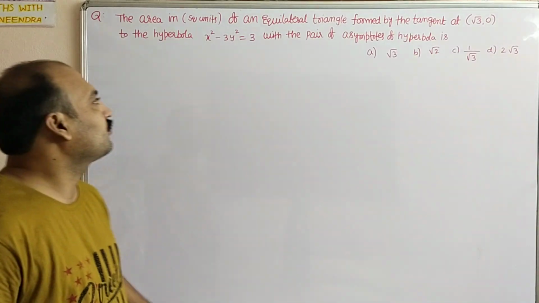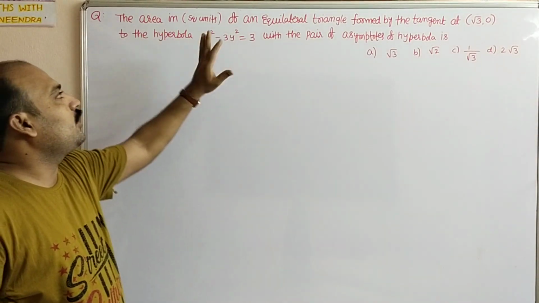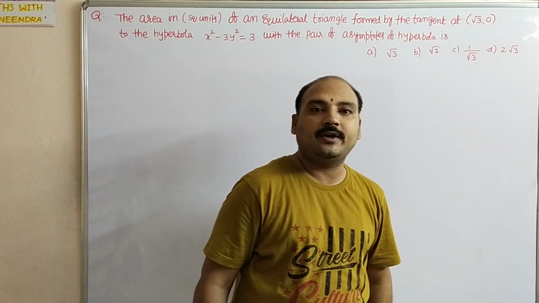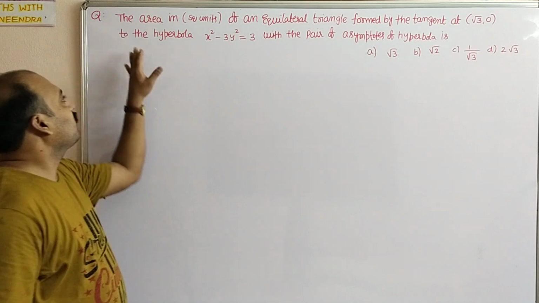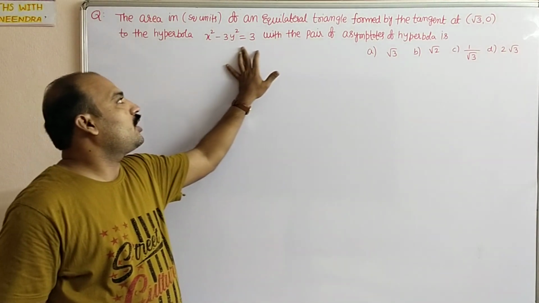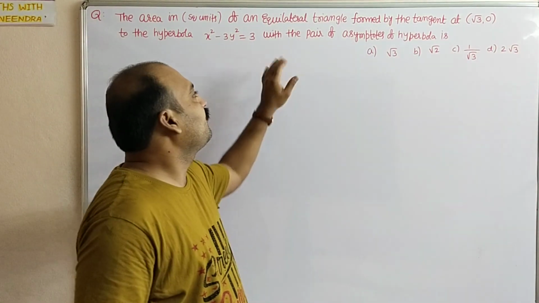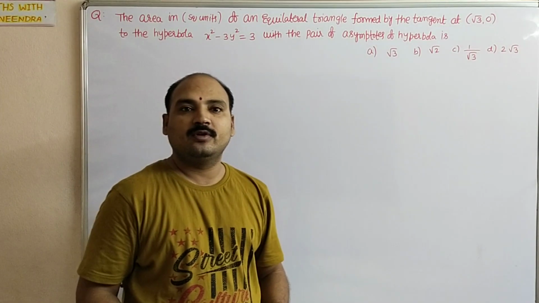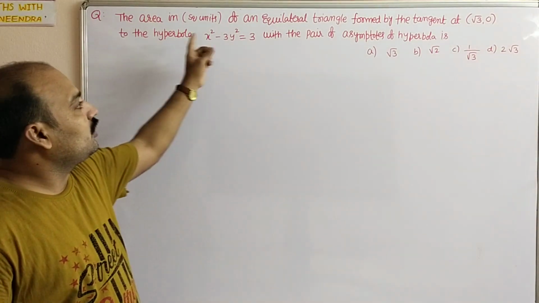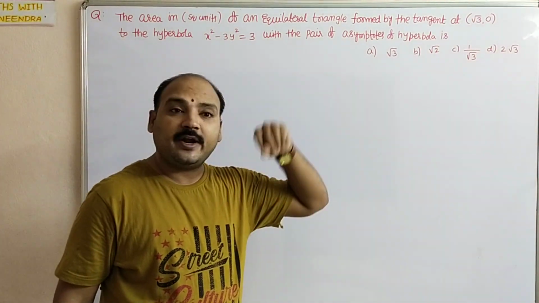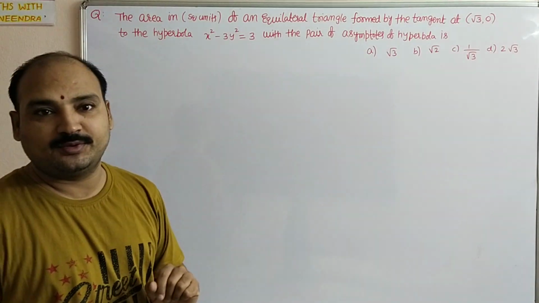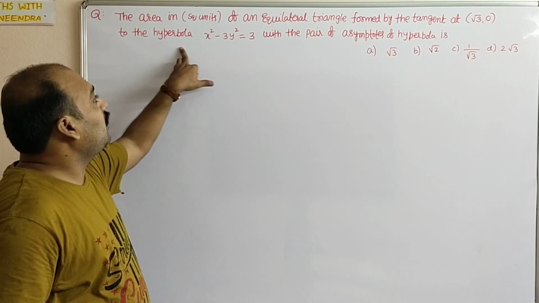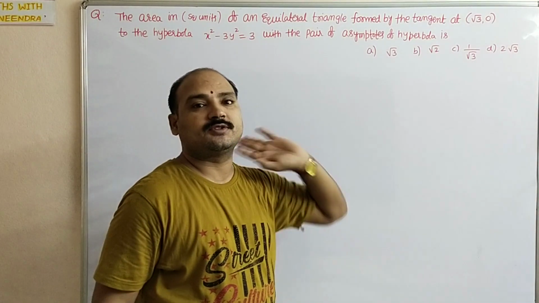The first question. The area in square units of an equilateral triangle formed by the tangent at (root 3, 0) to the hyperbola x square minus 3y square equal to 3 with the pair of asymptotes of the hyperbola is. So here, the triangle is formed by the tangent at the point (root 3, 0) to the hyperbola with the asymptotes.